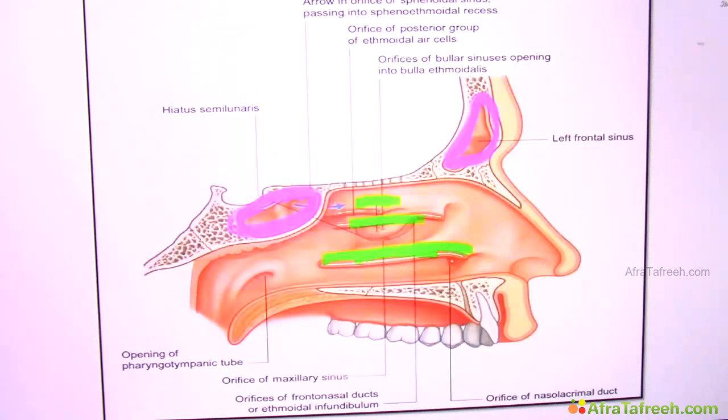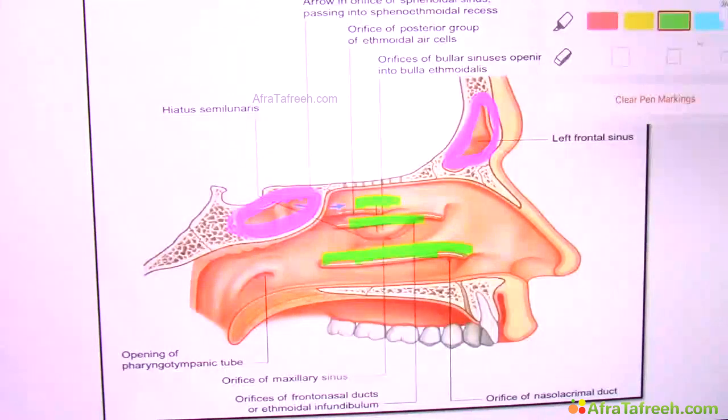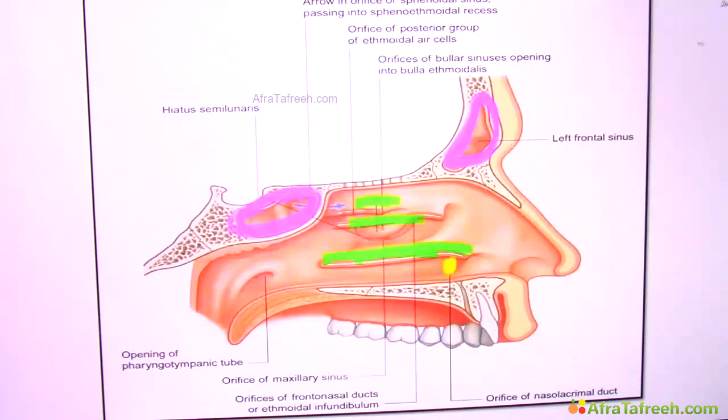What is the opening at the anterior end of the inferior meatus? What is opening at the anterior end of the inferior meatus is the tear duct. What is tear duct? Nasolacrimal duct. So this is the opening of nasolacrimal duct, coming from the orbit region. From the orbit region, tears drain into the nose, and it is the nasolacrimal duct. Yes, it is guarded by a valve that we will discuss.